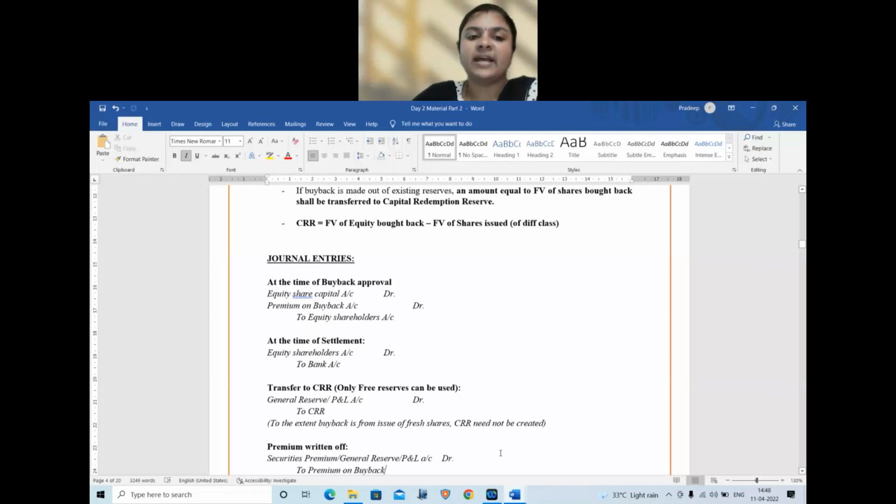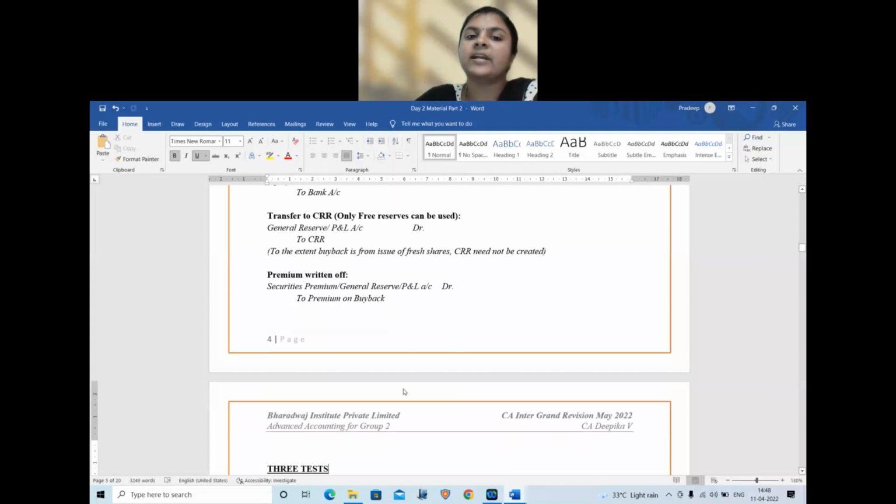So transfer to CRR: general reserve account debit or P&L account debit to CRR. And for write-off of premium: securities premium, if available, then general reserve or P&L account debit to premium on buyback. Right? So these are your journal entries.